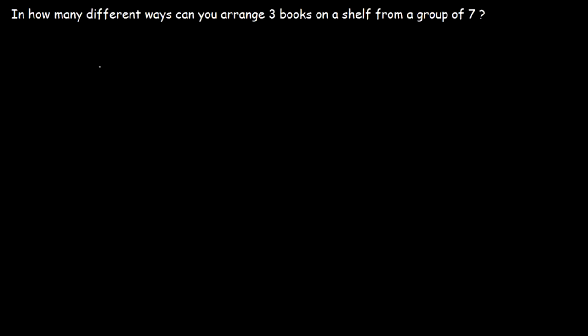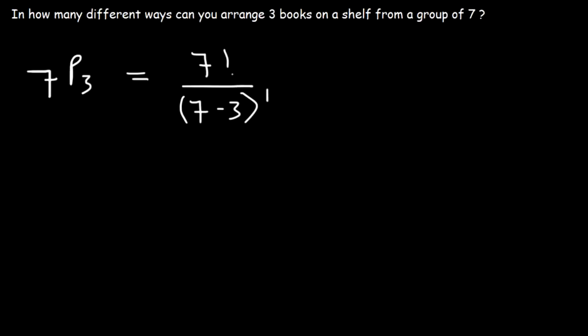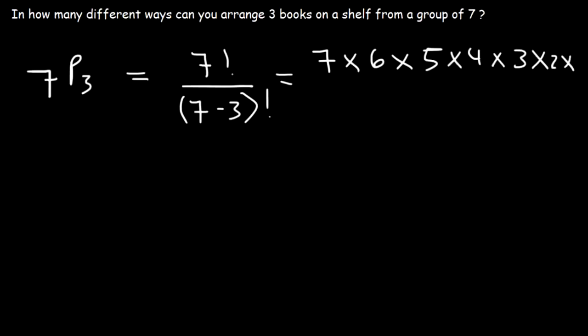So is it a permutation or a combination? Does the order matter? Whenever you see the keyword arrange, typically it's a permutation. The order is important. So what we need to write is 7P3. We're choosing 3 books from a total of 7. So this is going to be 7 factorial divided by the difference between 7 and 3, factorial. 7 factorial is 7 times 6 times 5 times 4 times 3 times 2 times 1. 7 minus 3 is 4, and 4 factorial is 4 times 3 times 2 times 1.